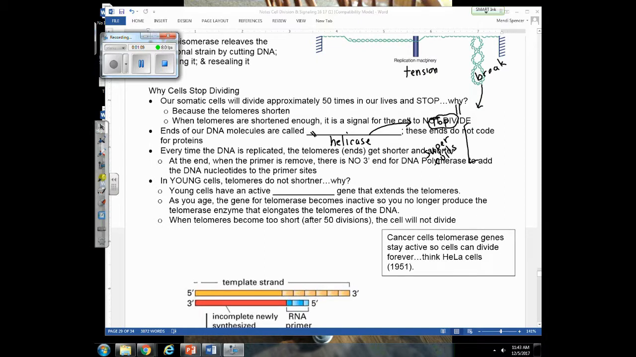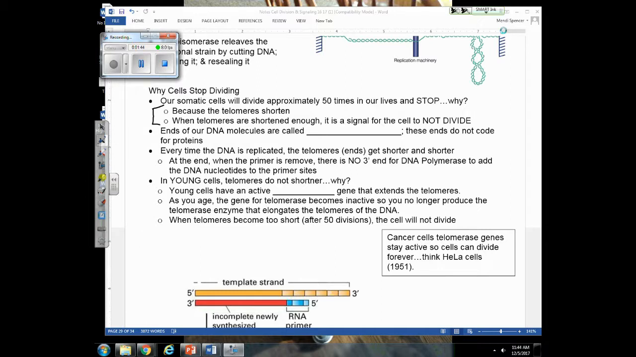Next, I want to talk about why cells ultimately will stop dividing. Because cells will divide about 50 times and then stop. Even though there's cells around it dying, they'll no longer divide to give you new body cells. And it boils down to this. When the telomeres of the DNA become too short, it's a signal for the cell to no longer divide.